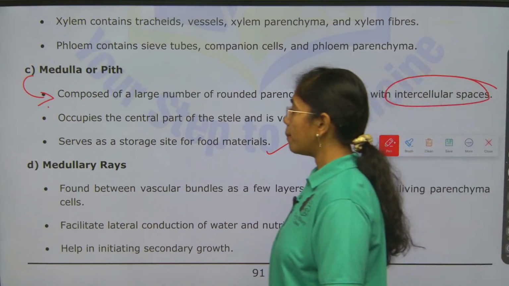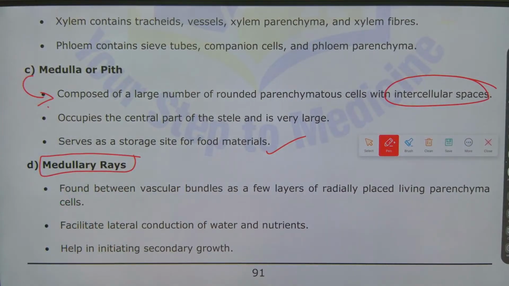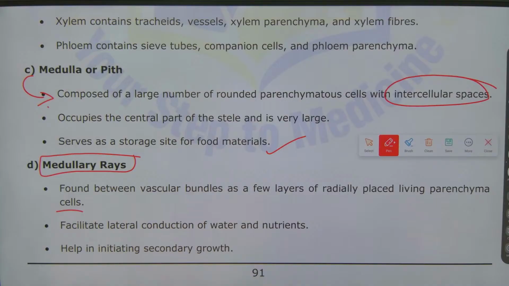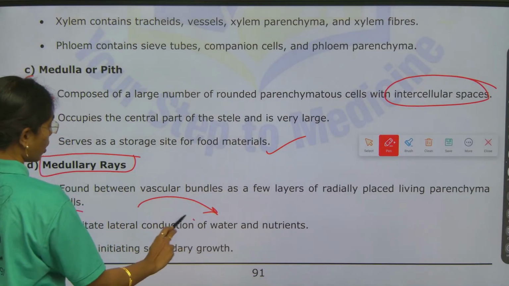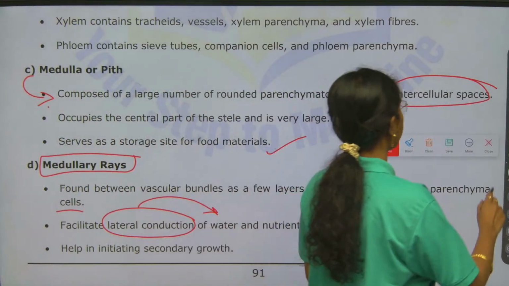Next you see medullary rays. Okay. Medullary rays are found between the vascular bundles as a few layers of radially placed living parenchymatous cells. This will facilitate lateral conduction of water and nutrients. This will help in initiating secondary growth as well.